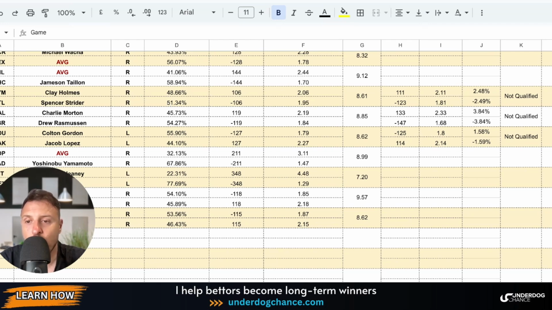And then we have Colton, Gordon, Jacob Lopez. Based on my projections, I hope I didn't miss the picture again. But based on my projections, there is no value in money line in late game.